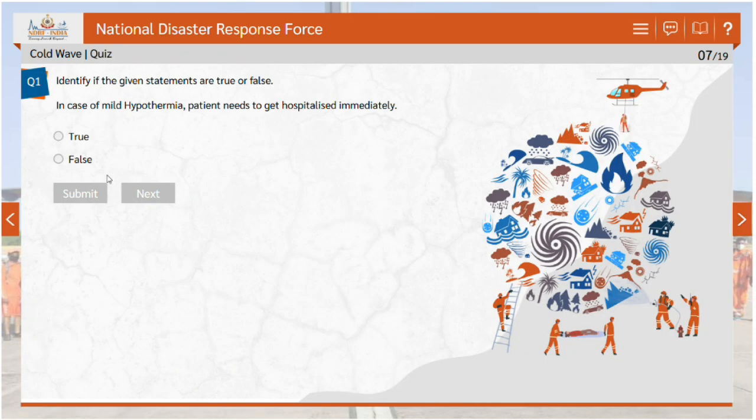Identify if the given statements are true or false. In case of hypothermia, the patient needs to get hospitalized immediately. Hypothermia is a communicable disease. Is it true or false?